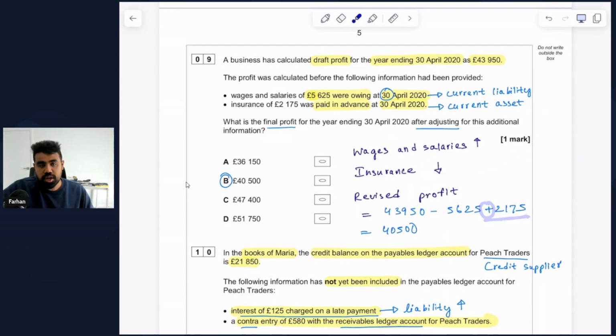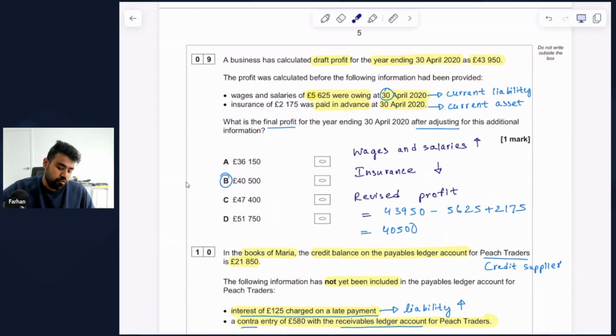So it's just pure logic and simply subtracting and adding based on the information you were given. So 43,950, being the draft profit, minus 5,625, being the expenses that we still owe, plus 2,175 relevant to insurance that we have paid for in advance and is not yet an expense. That should give you 40,500 as the correct option to select for question 9, which is option B.